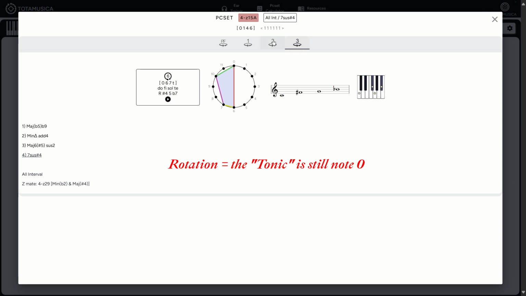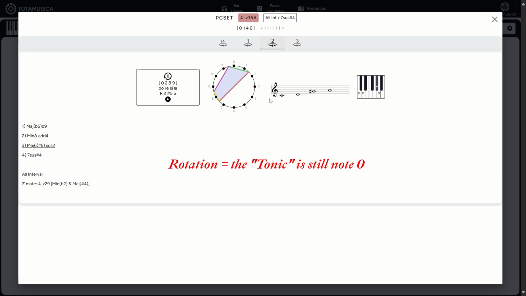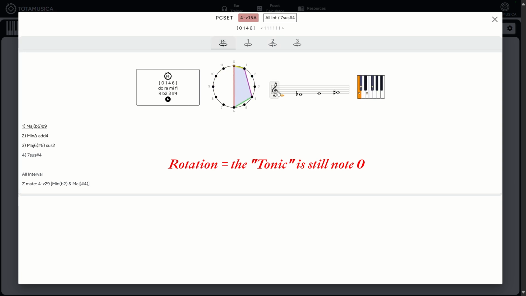Just as a non-musician might not immediately realize that the inversions of a chord are in fact still the same chord. So in the end, in Toda Musica, rotations represent all the possible different sounds of the same set, depending on which pitch is perceived as the most important.